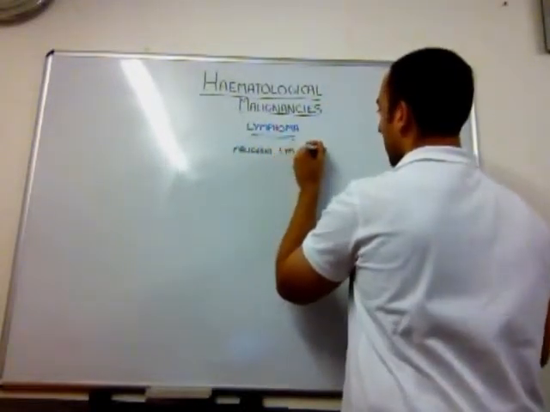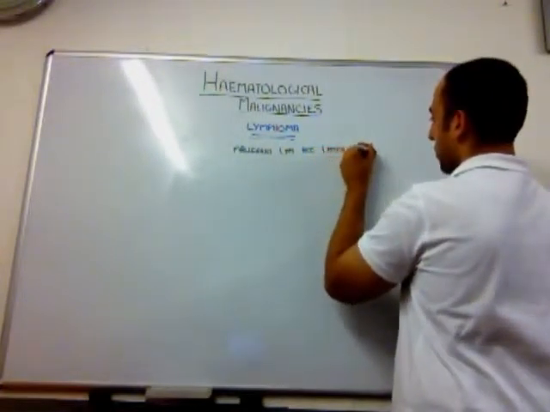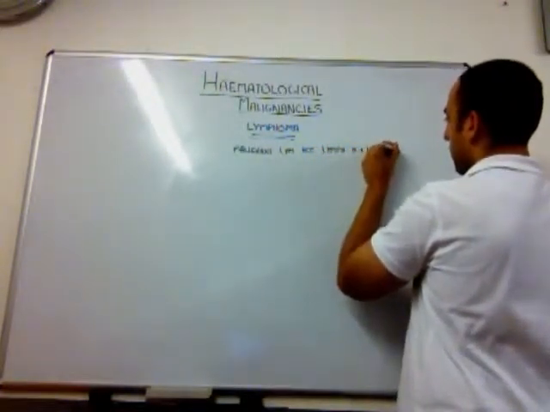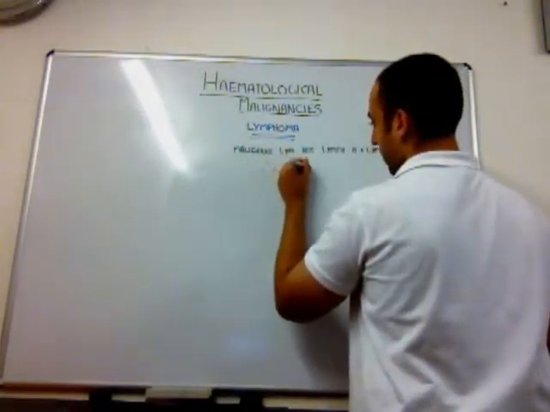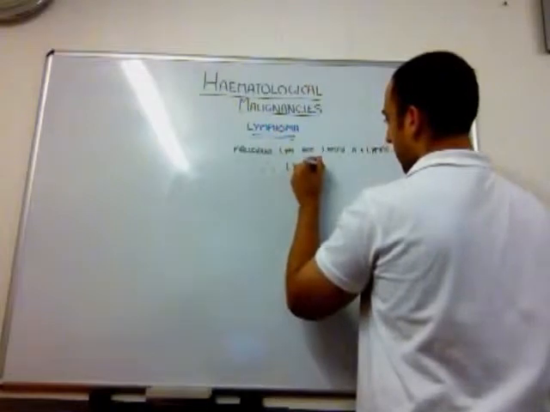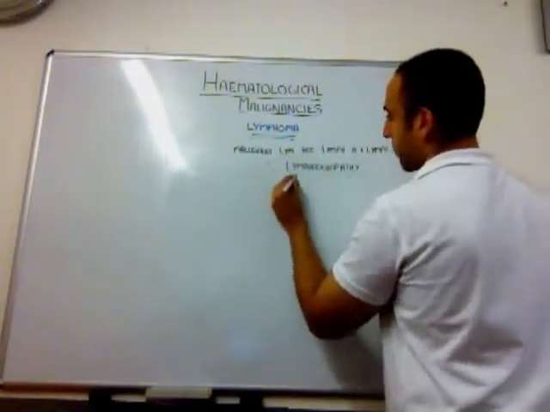Okay, so malignant lymphocytes accumulate at lymph nodes and lymph tissue, therefore causing a lymphadenopathy. Okay, so this is typically what we can say.